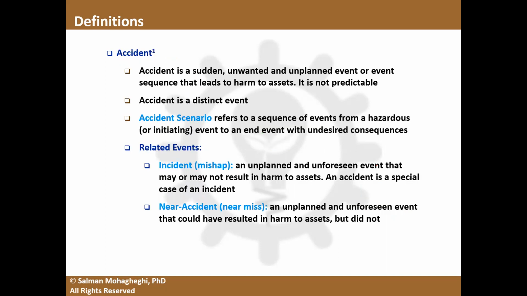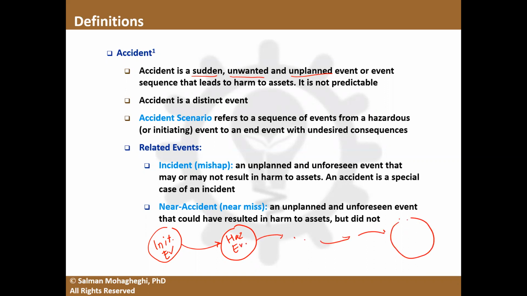Next, we have the notion of accidents. An accident is an event or a sequence of events that is sudden, unwanted, and unplanned. We can have a single accident, or we can have an accident scenario in which you would have an initiating event, which could change a hazard into a hazardous event. And this hazardous event could lead to other events, which could eventually terminate at an end event. This collectively would be an accident scenario.